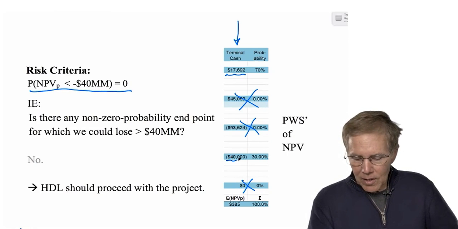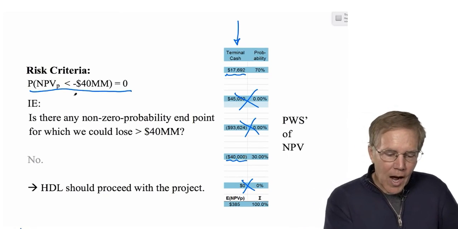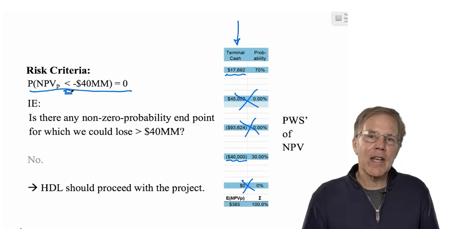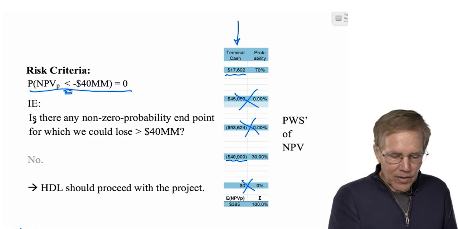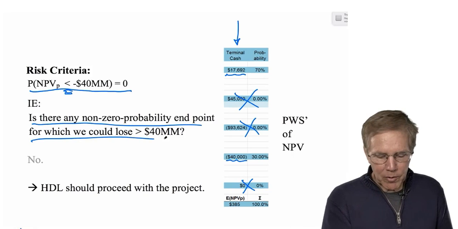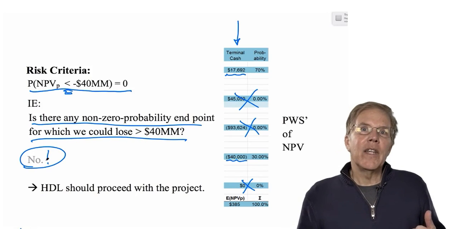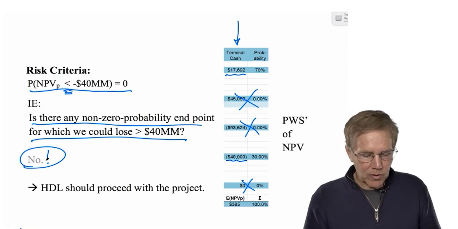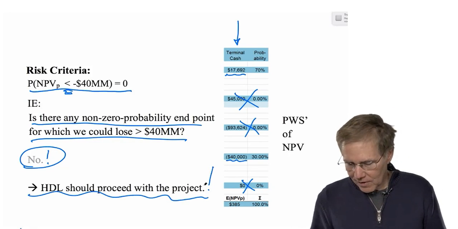And down here, 30% probability, if their variance is not approved, they're going to lose 40 million. But they're not losing more than 40 million. They wanted to put a floor on that with the amount they spend to get the variance, and they have succeeded in that. Okay, so is there any non-zero probability endpoint for which we could lose more than 40 million? No. So this project passes the reward criteria of HDL and the risk criteria of HDL, so HDL should proceed with the project. Yahoo!